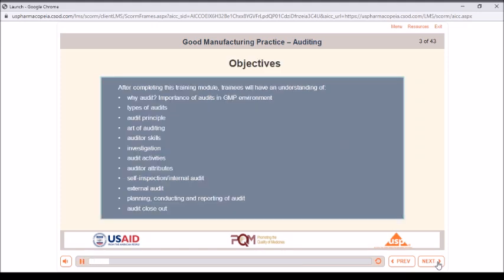Objectives. After completing this training module, trainees will have an understanding of why audit, importance of audits in GMP environment, types of audits, audit principle, art of auditing, auditor skills, investigation, audit activities, auditor attributes, self-inspection, internal audit, external audit, planning, conducting, and reporting of audit, audit closeout.